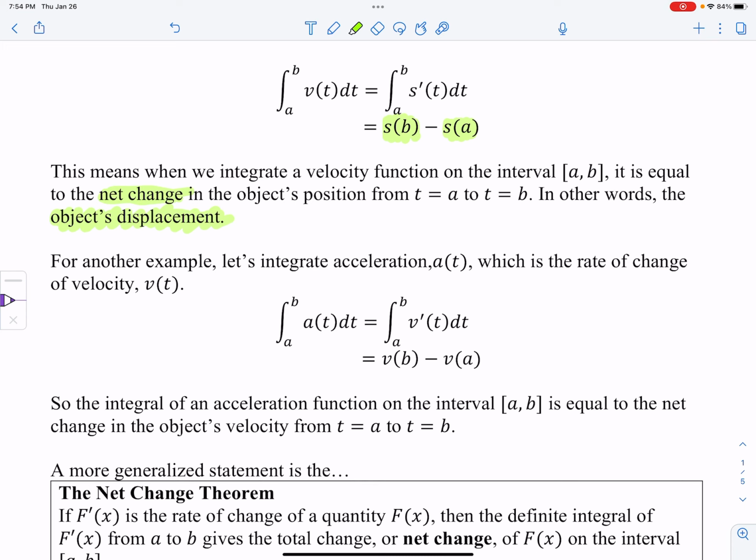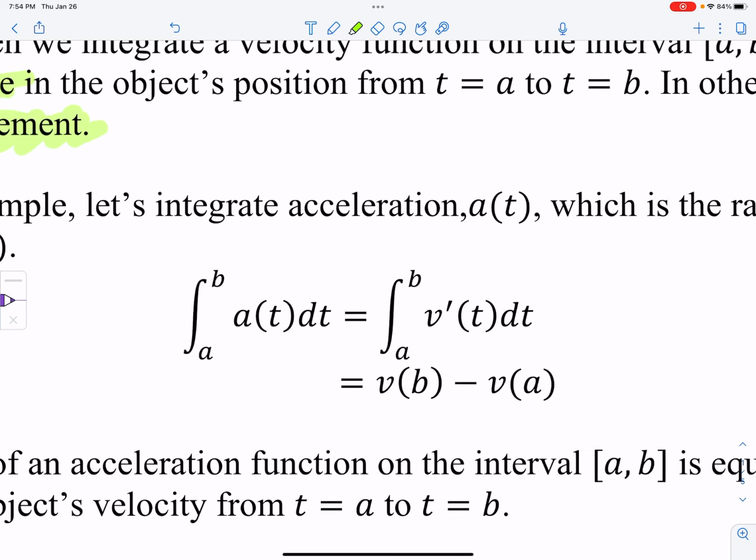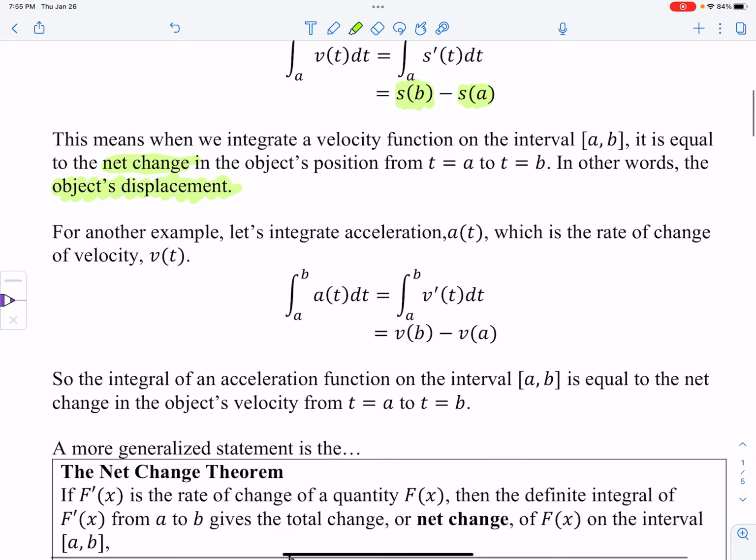A of t is equal to the derivative of velocity. V prime is equal to A of t. So if we're integrating the acceleration function, that's the same as integrating v prime, and therefore applying the fundamental theorem of calculus, we get v of b minus v of a, which is equal to the net change in the object's velocity from t equals a to t equals b. So we calculate net change. Whatever you think about what the quantity is that the antiderivative represents, it represents the net change in that quantity.